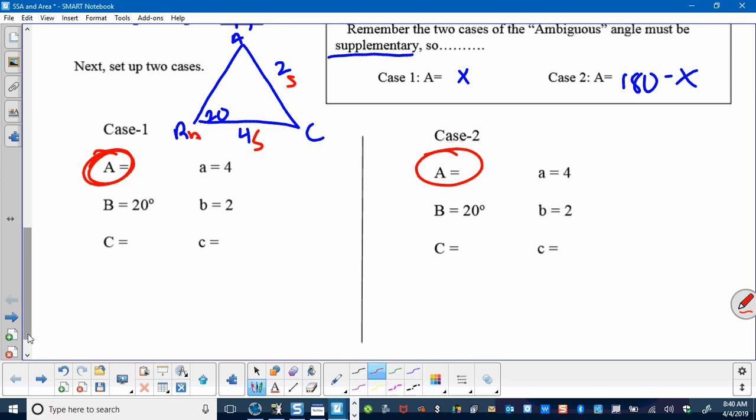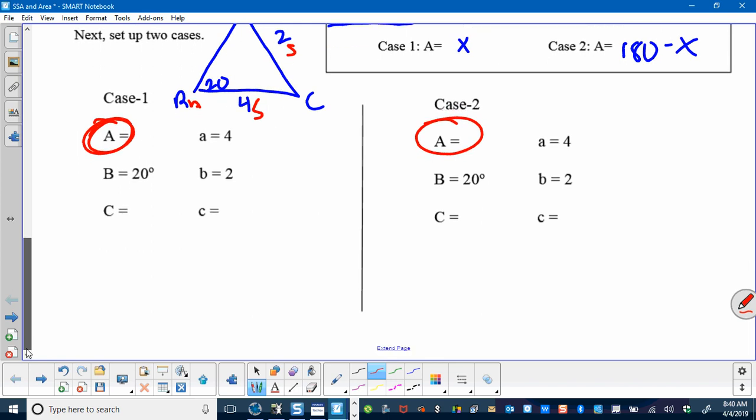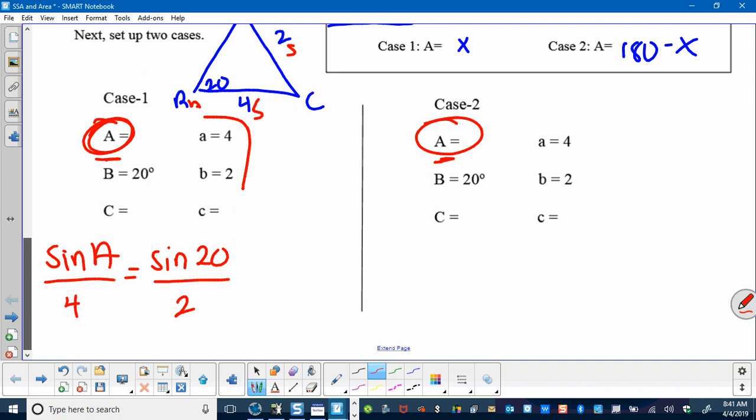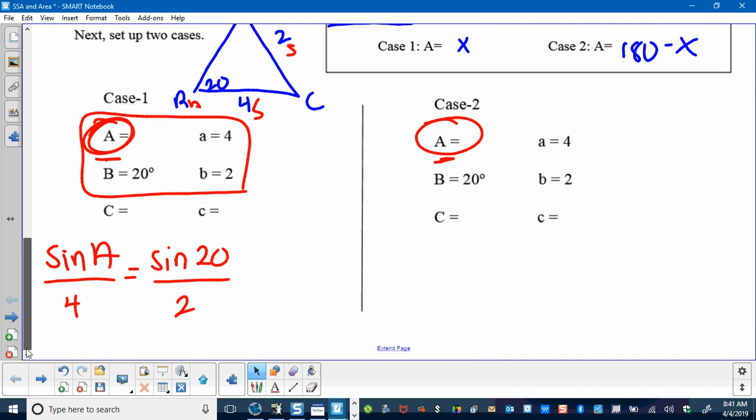After you find your ambiguous angle, you're going to use law of sines to find it. Now remember, law of sines will only give you an acute angle when you have to take the inverse, which we're probably going to have to do here. So this first angle will be acute, and then we'll subtract from 180 to get the second possible angle, which could be obtuse. Okay, let's use law of sines with A. So we're going to do sine A over 4 equals sine 20 over 2. I really just took this information right here and put it into law of sines. And then cross multiply.